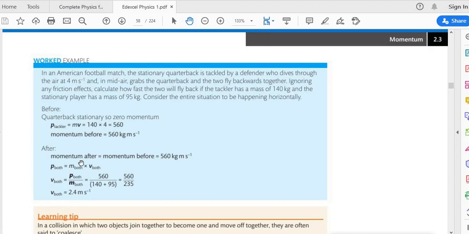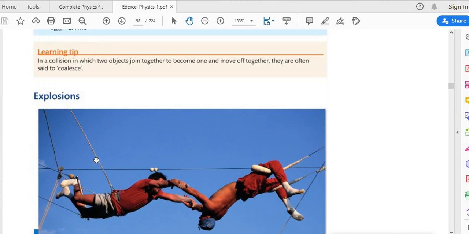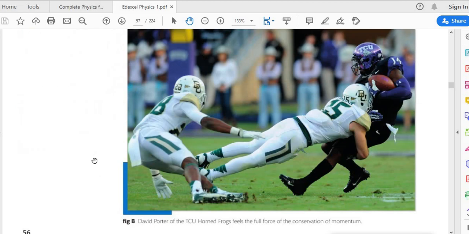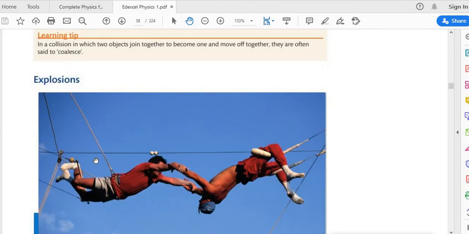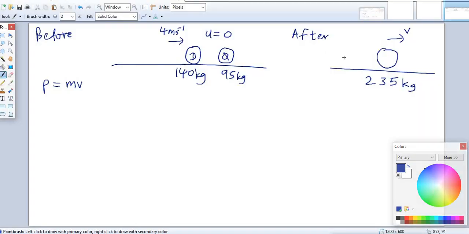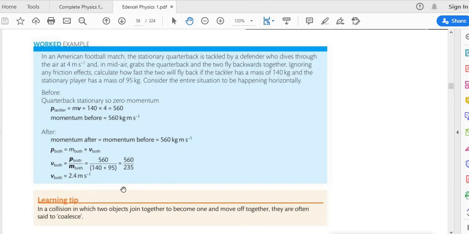So after collision, according to the principle of conservation of momentum, which states that the total momentum before collision should be equal to the total momentum after collision in a closed system, or if there is no external resultant force acting. Now that's what we are finding. So the total momentum after collision should also be equal to 560 kilogram meters per second. And here they write both because they both move as one body. They coalesce, they stick together. In other words, they fly back together.